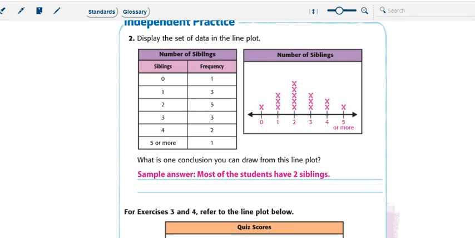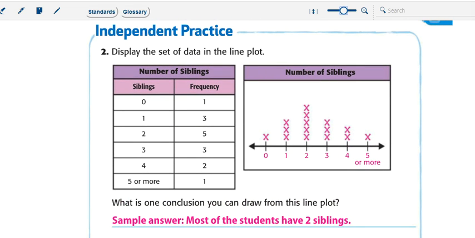Now let's do independent practice together. Okay? Display the set of data in the line plot. Number of siblings. Siblings means hermanos, okay? 0 siblings, 1 person has 0 siblings. 1 sibling, 3. 3 people have 1 sibling, okay? 2 siblings, 5 people have 2 siblings. 3 people have 3 siblings. And 2 people have 4 siblings. Now, 5 or more siblings, only 1 person has it.